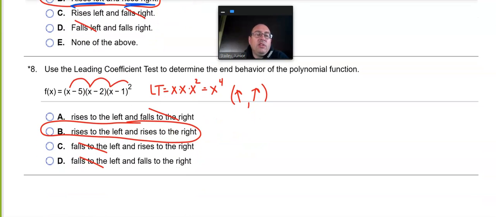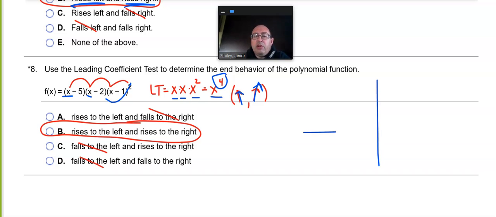Question 8, using the leading coefficient test. Well, this would be x times x times x squared. X times x times x squared, that's x to the fourth. Leading coefficient is positive 1, so the right-hand behavior has to go up. Even degree means the left has to be the same.